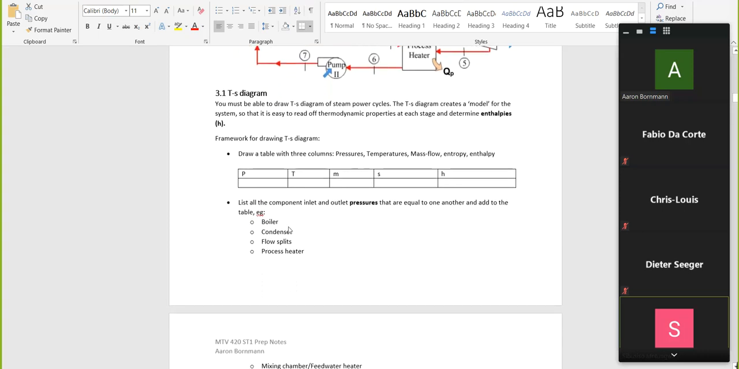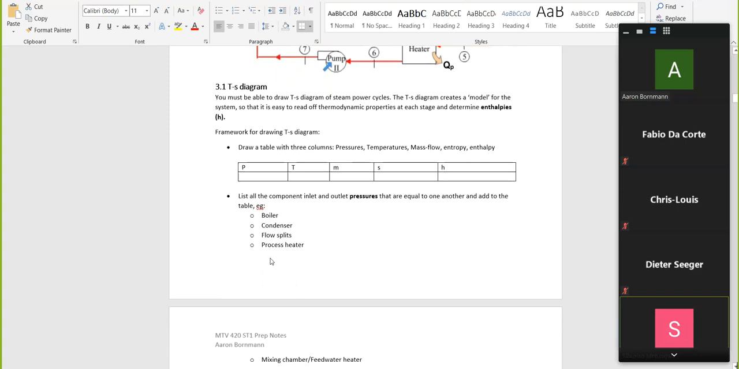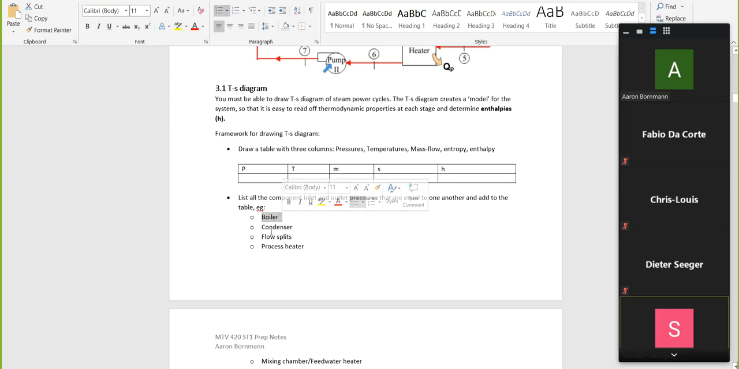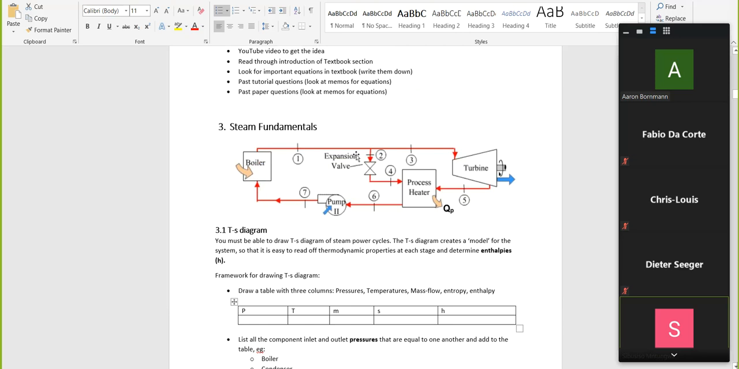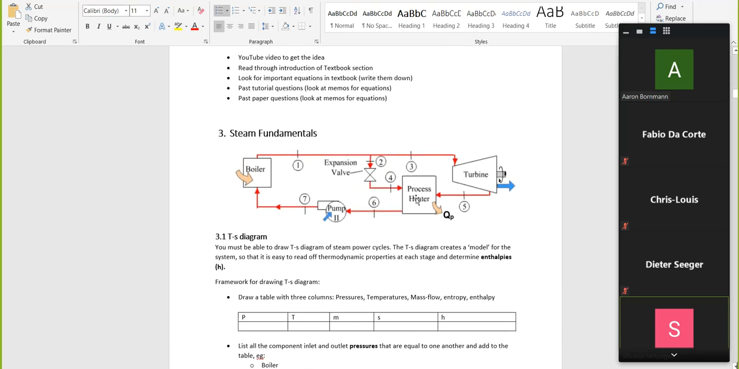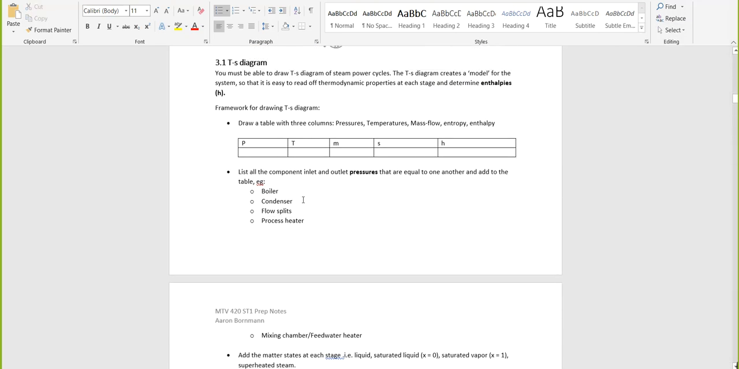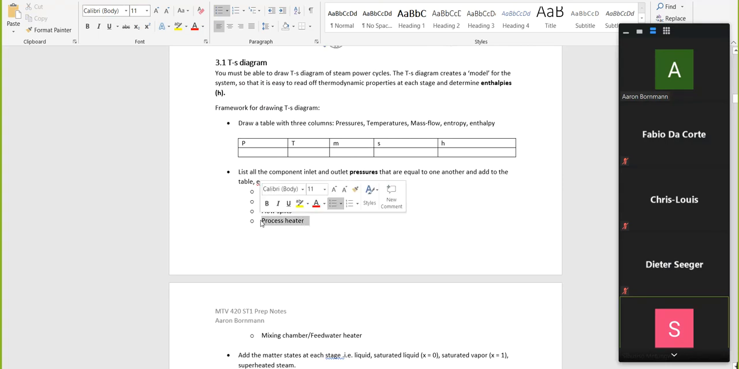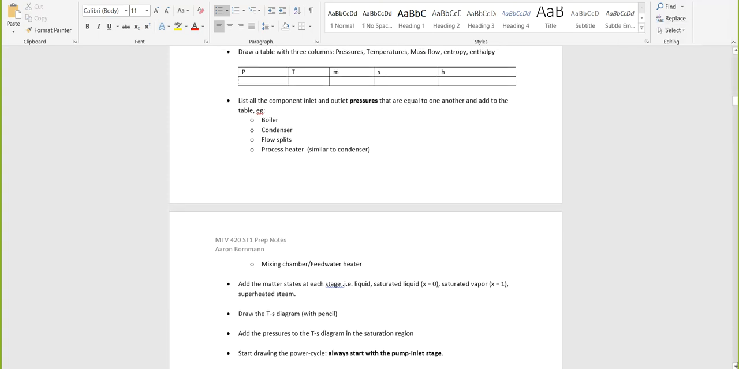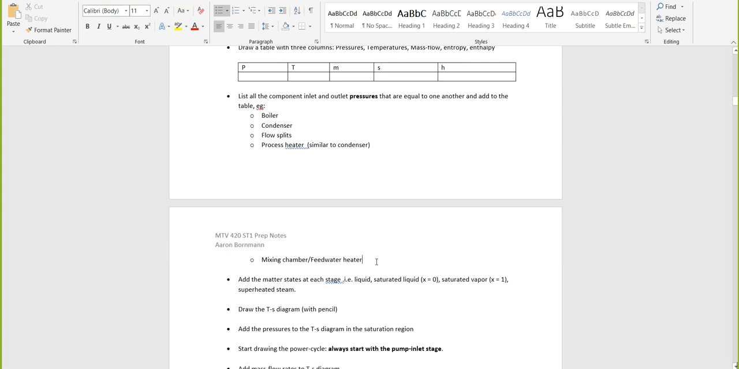So there's basically a list of components that you get with the steam cycles. You get your boiler, as we're all familiar with. You get a condenser. You get your flow splits, where they split. You get your process heater, which can also be considered like a condenser. A process heater works like a condenser, but sometimes it doesn't work exactly like a condenser, where you can have pressure drop and so forth, but that depends on the question. Just note that you've got a process heater, similar to a condenser. And then you've got a mixing chamber / feed water heater.